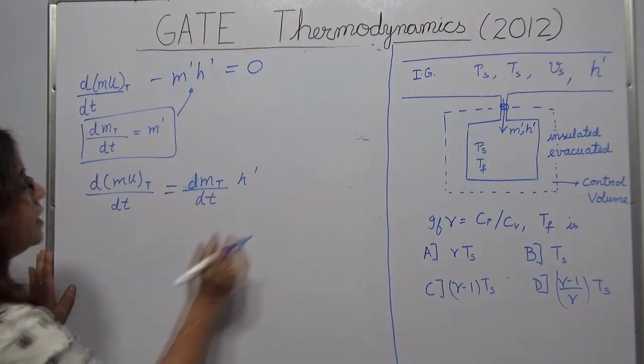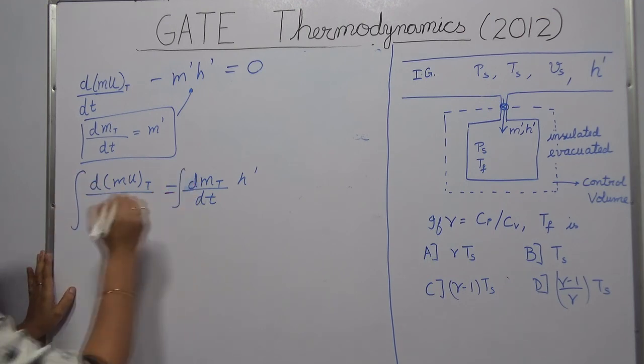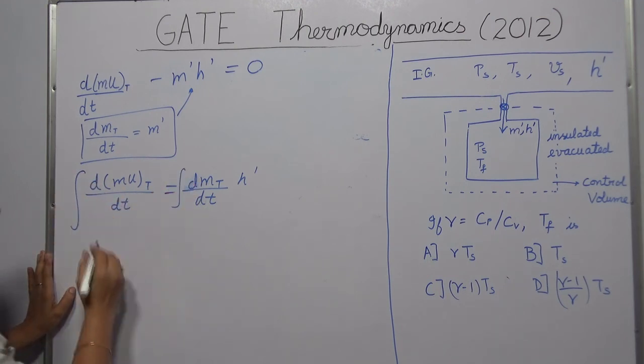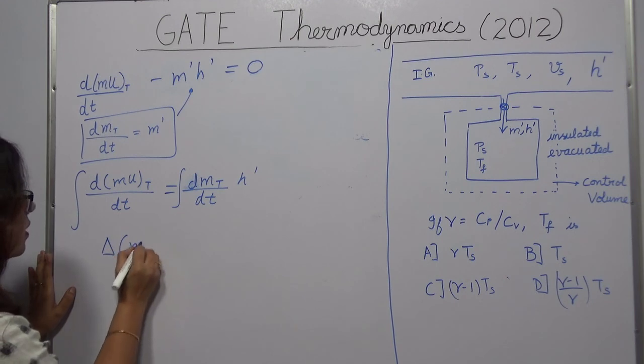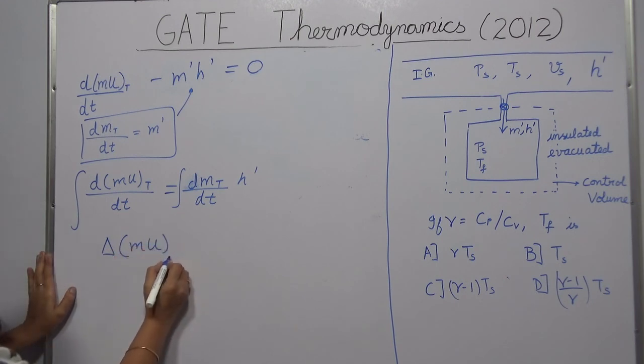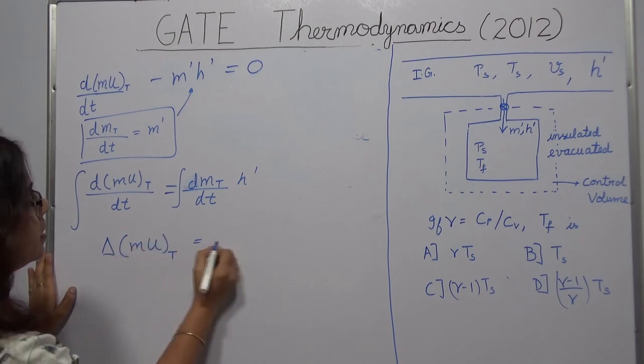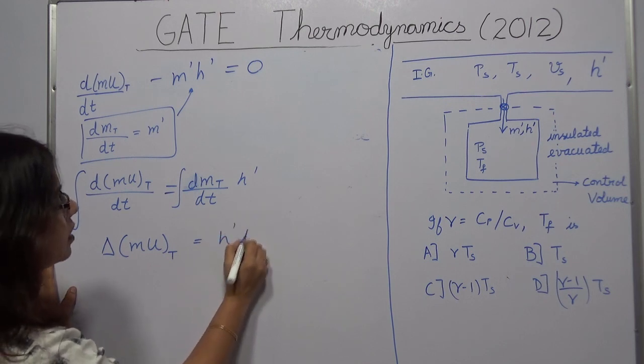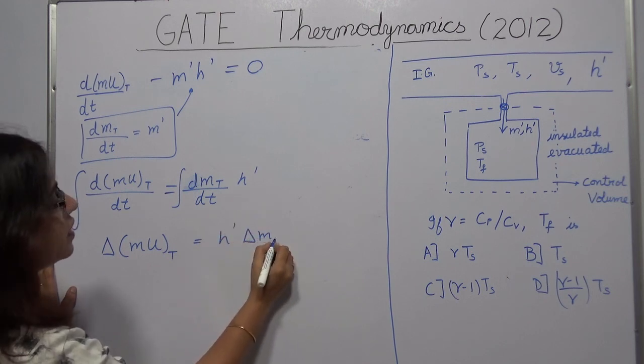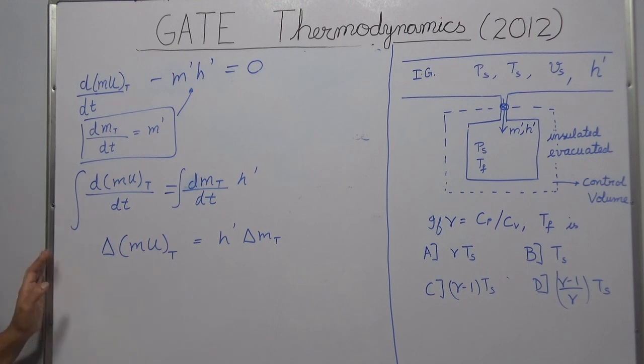Now what I will do is just take it on the other side. I can write it like this, integrate it with respect to time. Then what do you get? You get delta mu of tank, that is equal to h dash times delta m of tank.